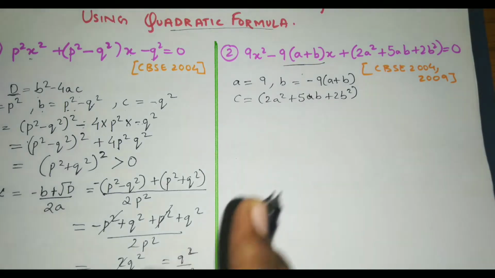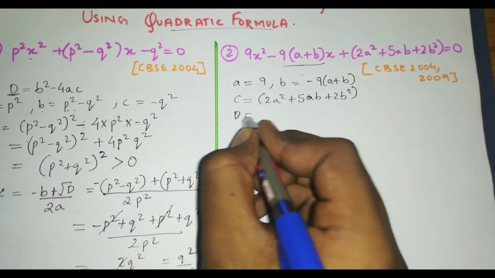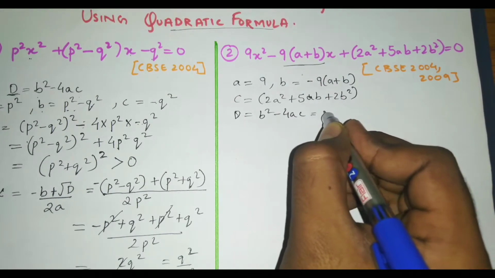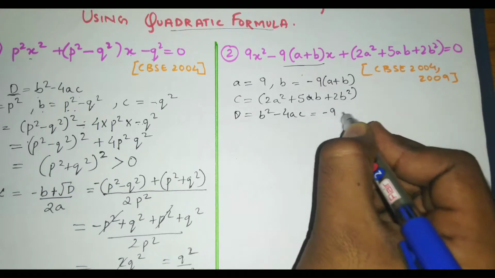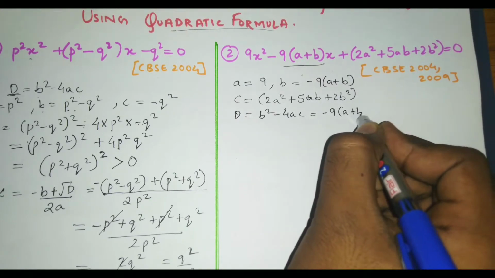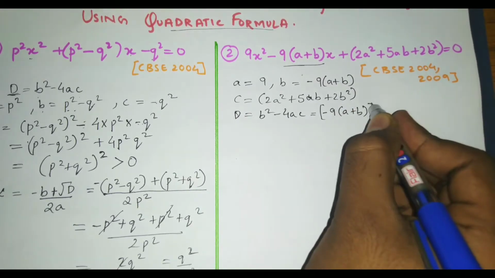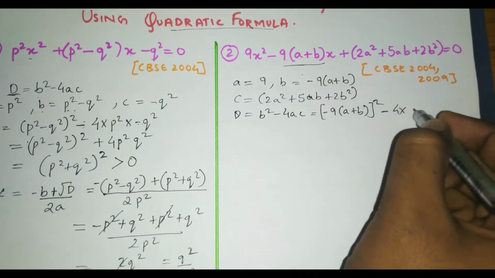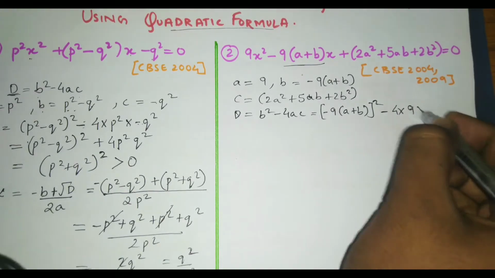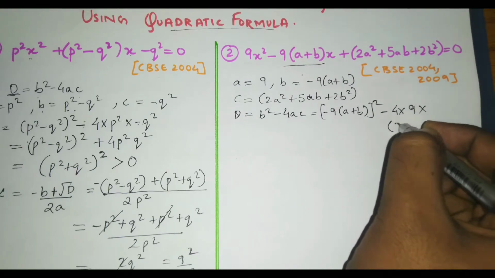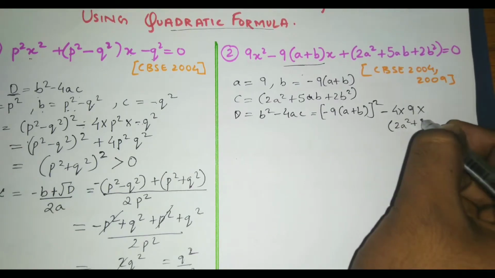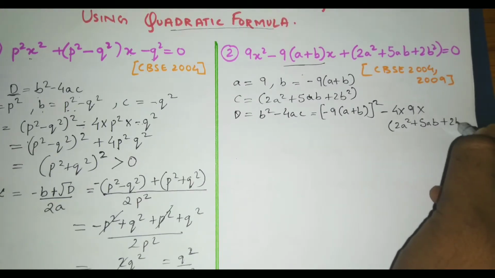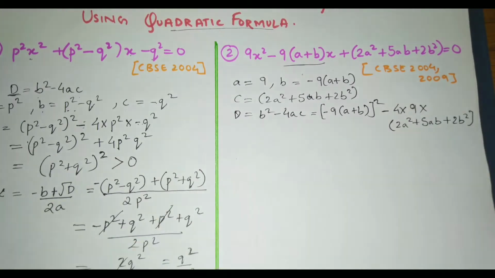Now you have to find the d. So d is nothing but b square minus 4ac. So that is equal to b square, which is minus 9 into a plus b, this whole thing you have to square, right? Minus 4 into a, which is nothing but 9 into b, I will write it here, 2a square plus 5ab plus 2b square.